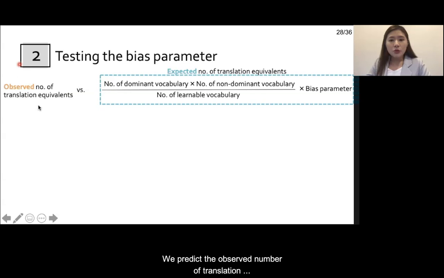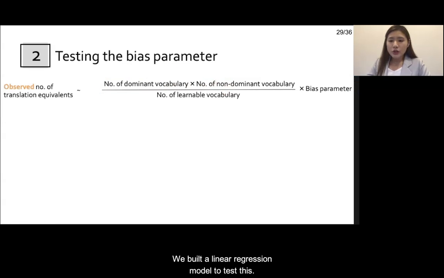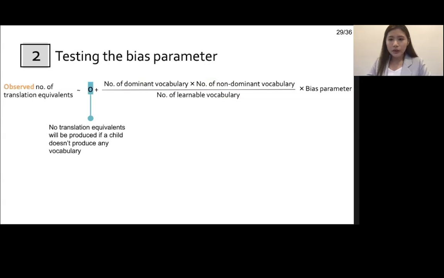We predict the observed number of translation equivalents we obtained from the 200 infants using the earlier formula from the bilingual vocabulary model. Specifically, we test how the number of translation equivalents observed in each individual child could be predicted using the child's own vocabulary size in each language. We built a linear regression model to test this. We forced the intercept of the linear regression model to 0, since no translation equivalents are expected to be produced if a child does not know any dominant or non-dominant vocabulary.